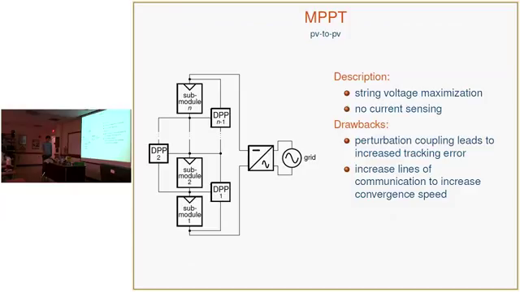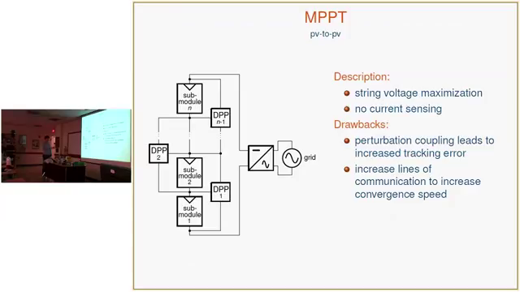What's been implemented in the past is that you just try to maximize the string voltage, or you try to maximize the submodule voltage locally, and that's been shown to work. But some problems that have come out of that are that in order for the convergence speed to be sufficiently fast, you have to increase the lines of communication between DPPs. You increase redundancy to increase the convergence speed, and also the perturbation coupling leads to increased tracking error.